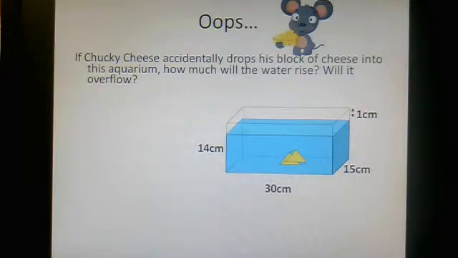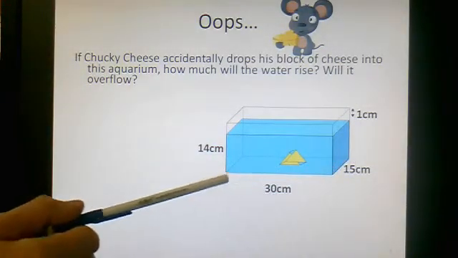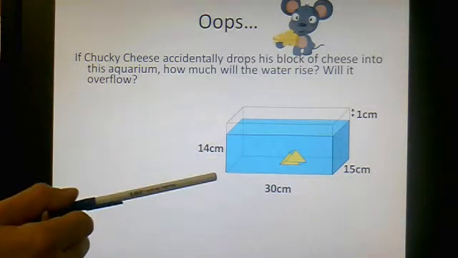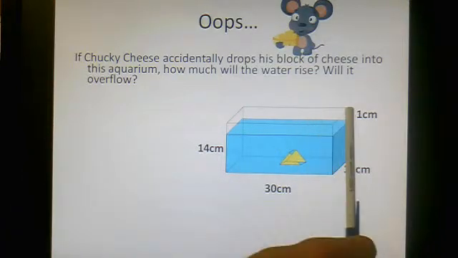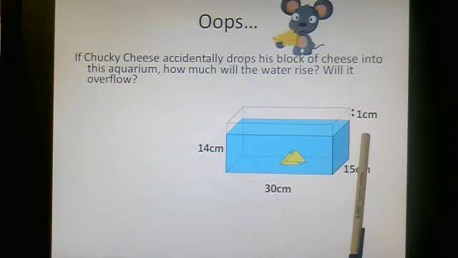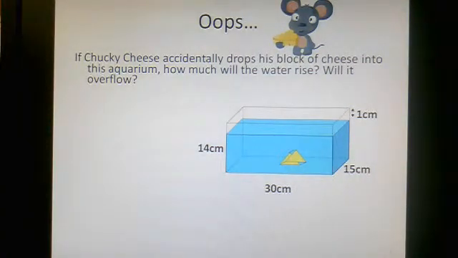So it's a prism, 30 centimeters long, 15 centimeters deep, and it's 15 centimeters high. So the water is 14 centimeters deep, and we've got a little 1 centimeter gap on there. In other words, this is a square face over here, 15 by 15, if you look at the water level plus the 1 centimeter gap on there. So if Chuck E. Cheese accidentally drops the block of cheese into the aquarium, how much will the water rise, and then will it overflow?